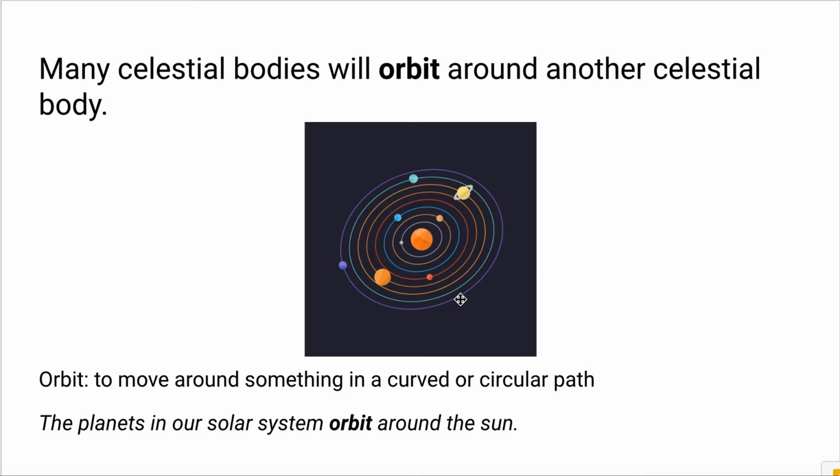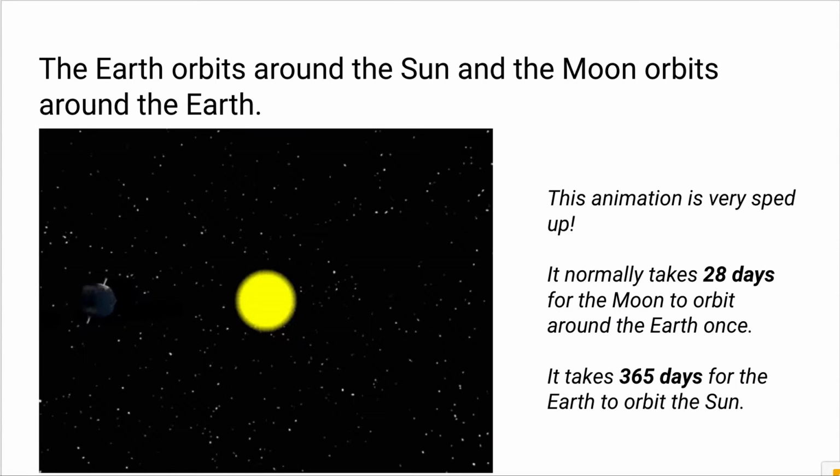So you can see here all of the planets in our solar system, so the Earth and all of the other planets, orbit around the sun. They follow these circular paths around the sun, which is in the middle here. So the Earth orbits around the sun, and the moon orbits around the Earth. As you can see in this little animation, we've got the Earth moving around the sun, and then the moon is orbiting around the Earth.